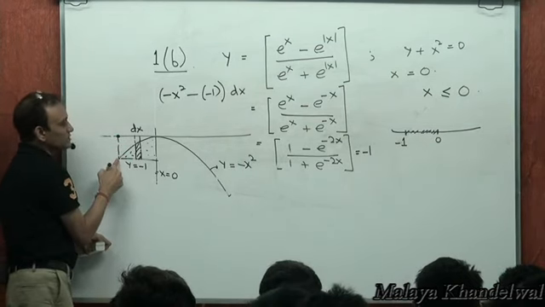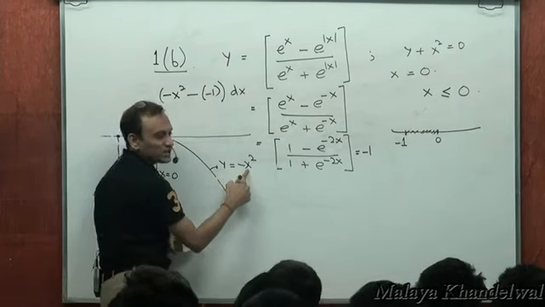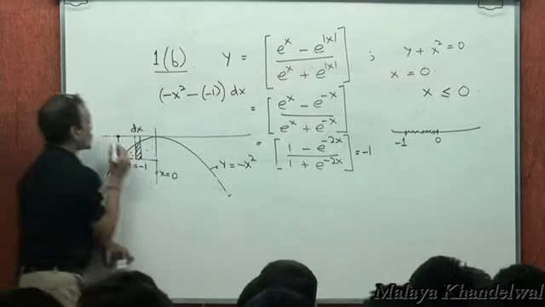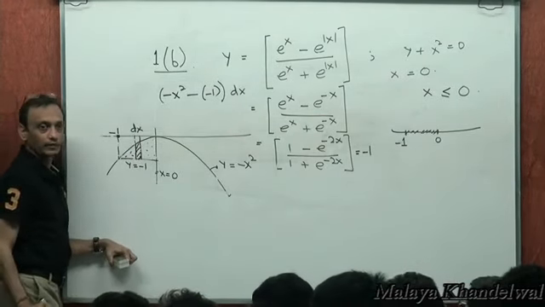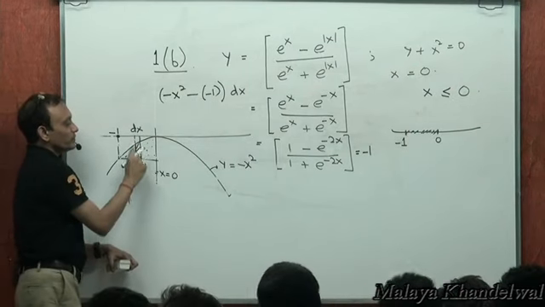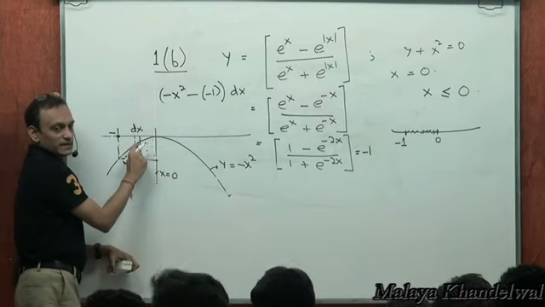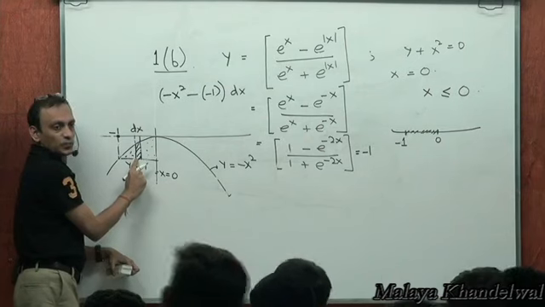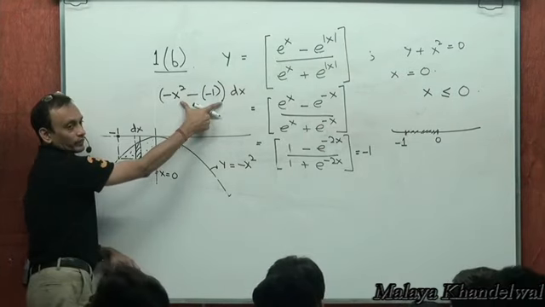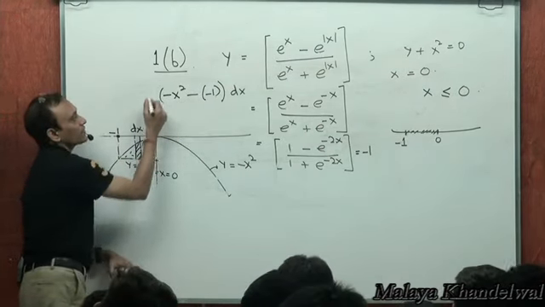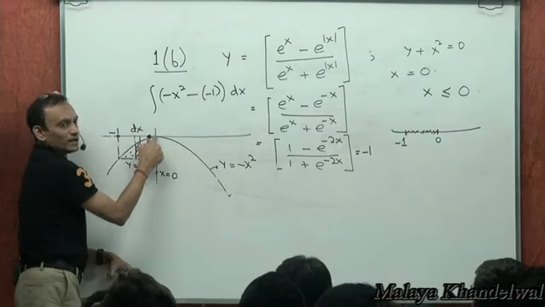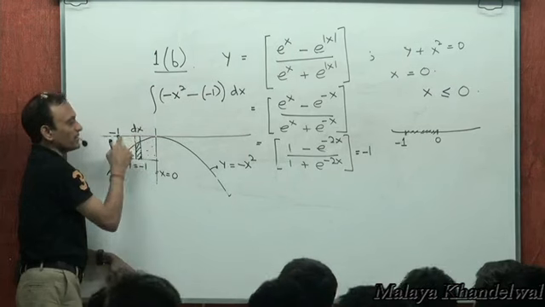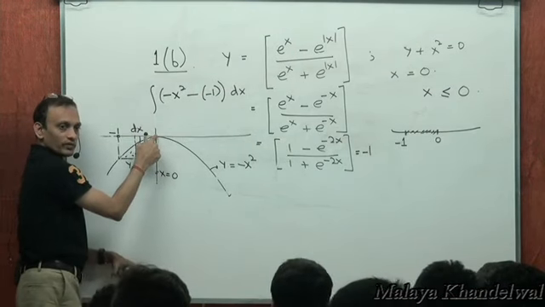When you plug in y equal to minus 1, x will be minus 1. So this point is x equal to minus 1. So this strip would be y of this point, which is minus x squared, minus y of this point, which is minus 1, into dx. And we want to sum it up starting from x equal to minus 1 to 0.